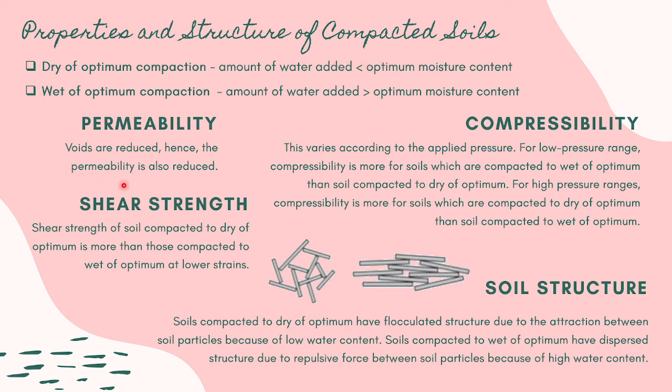First is the permeability. When soils are compacted, the voids are reduced, hence the permeability is also reduced. Next is the compressibility. This varies according to the applied pressure. For low pressure range, the compressibility is more for soils which are compacted to wet of optimum than soil compacted to dry of optimum. On the other hand, for high pressure ranges, the compressibility is more for soils which are compacted to dry of optimum than soil compacted to wet of optimum.